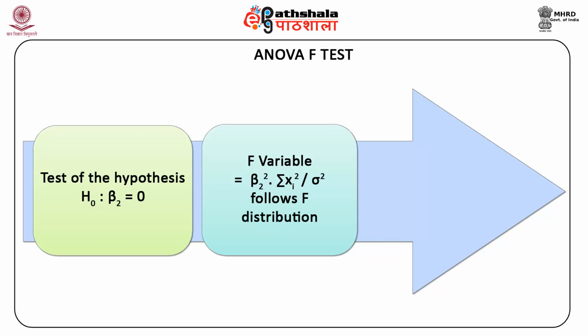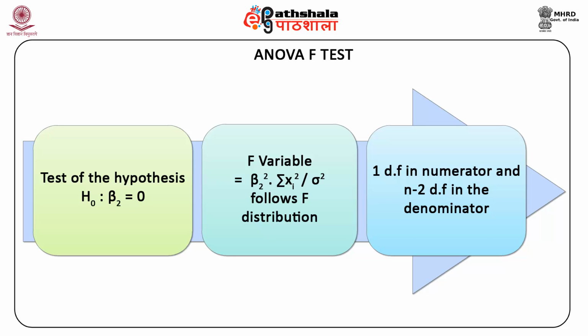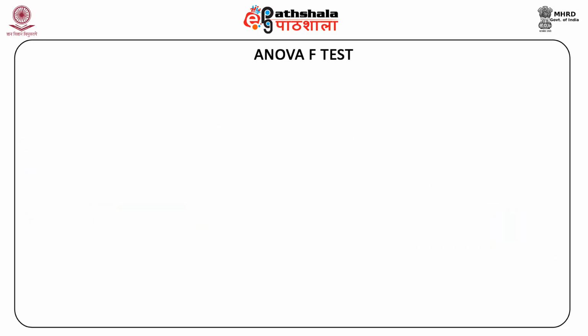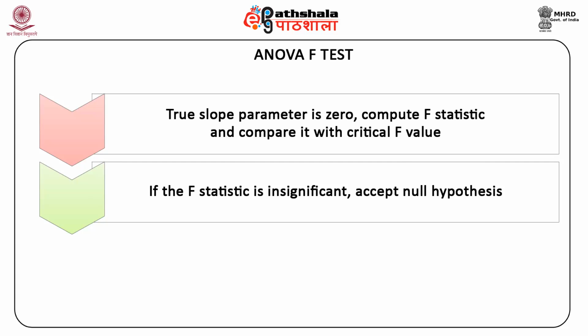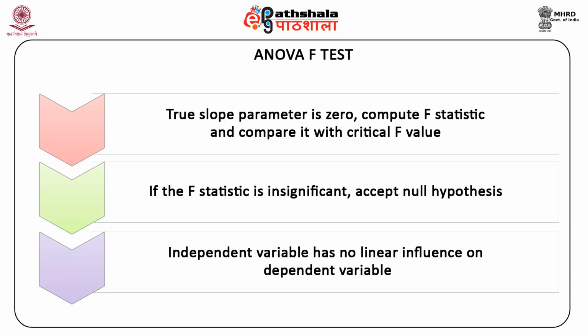The F variable, equal to beta 2 squared multiplied by sigma xi squared divided by sigma squared, follows the F distribution with 1 degree of freedom in the numerator and n minus 2 degrees of freedom in the denominator. To test the hypothesis that the true slope parameter beta 2 is 0, compute the F statistic and compare it with the critical F value at the chosen level of significance. If the F statistic is found to be insignificant, then accept the null hypothesis, and we can say that the independent variable has no linear influence on the dependent variable and variations in it are entirely explained by the error term.